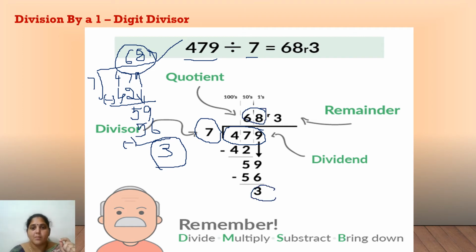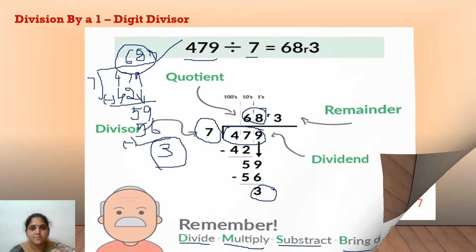3 is our remainder. Remember, first you have to divide, then you have to multiply, then you have to subtract, then bring down the number which is left. Understood how to do the division by a single digit number? Dividend means the number which we are going to divide. Divisor means the number with which we are dividing. The number we are getting on the top is known as quotient, and the answer at the bottom which can't divide further, that is known as remainder.